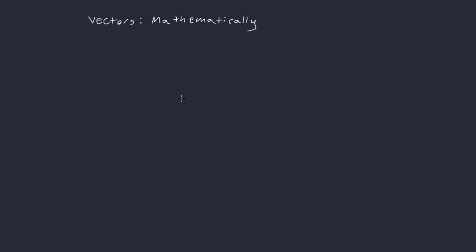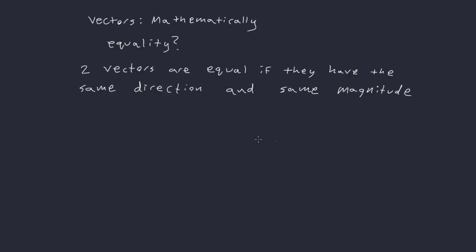Okay, so when we first start talking about a new mathematical object, whether it's numbers or matrices or vectors or functions or what have you, we want to start talking about it in terms of operations. And the first one we want to talk about is equality, right? When are two vectors equal? Well, it turns out two vectors are equal if they have the same direction and the same magnitude.